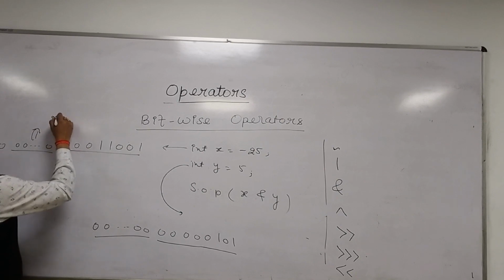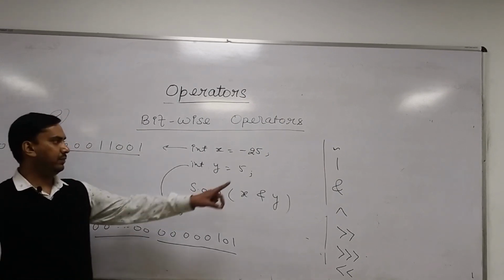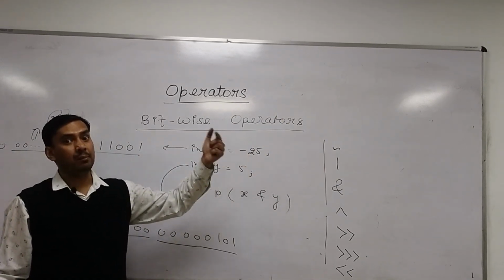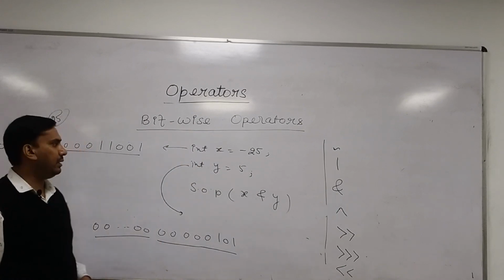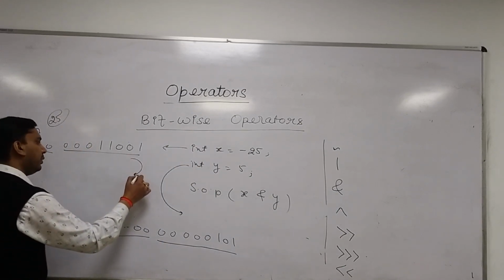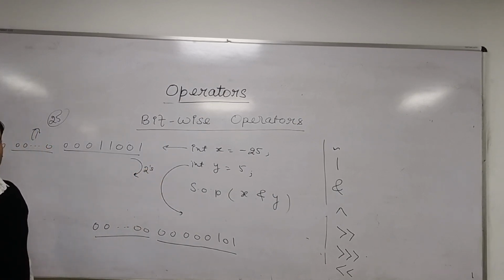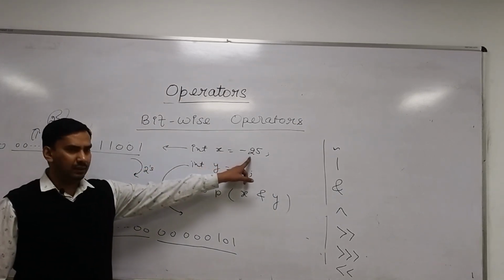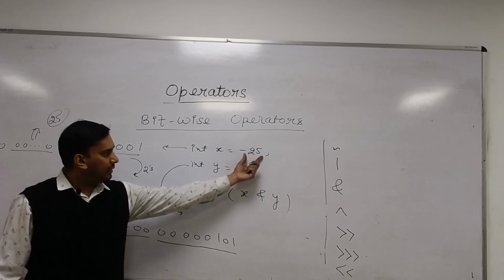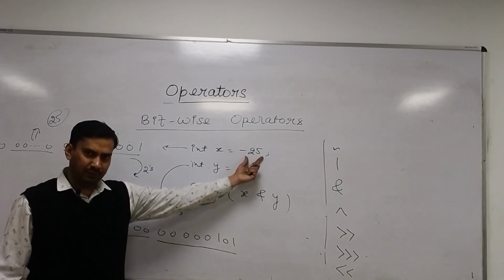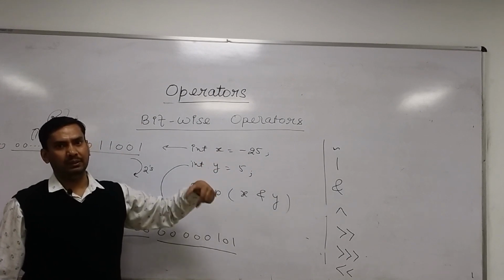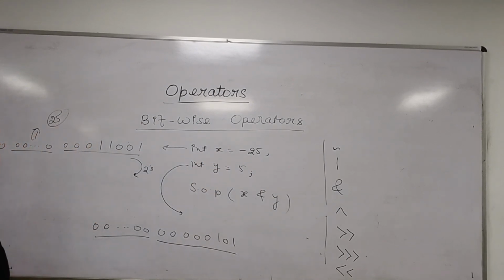It is representing 25, but I am not interested in 25. I am interested in minus 25. So how will I get minus 25? The same process, take the 2's complement. How to represent a negative number in binary? Write the binary equivalent of the positive value, then take the 2's complement.